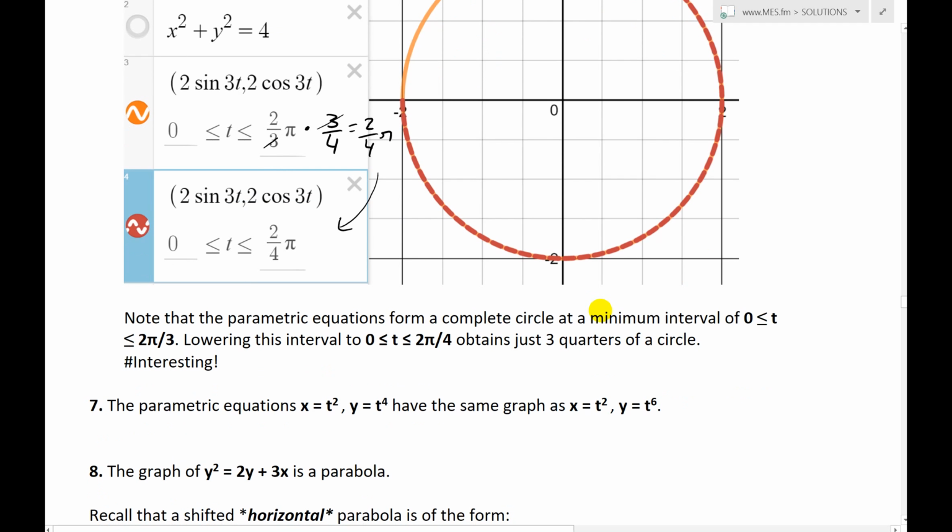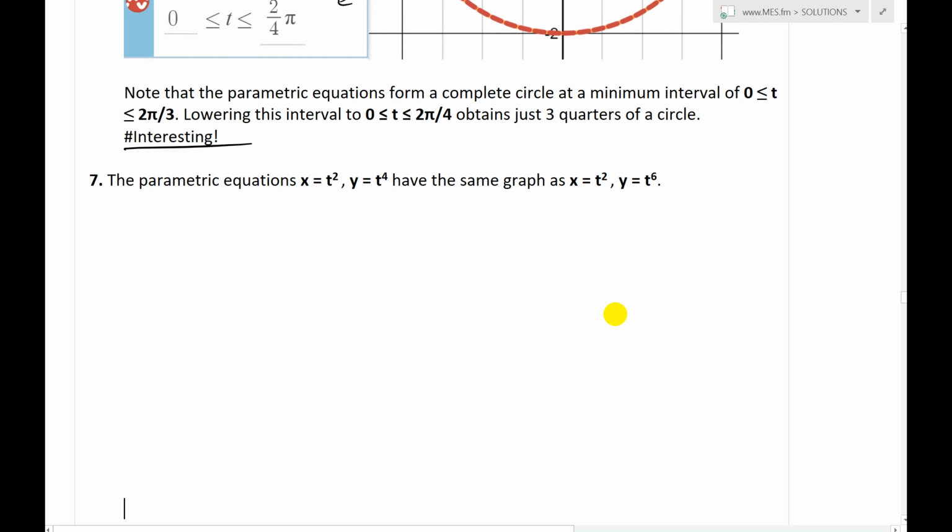Yeah, fascinating stuff. So note that the parametric equations form a complete circle at a minimum interval of t between 0 and 2 pi over 3. Lowering this interval to 0 and 2 pi over 4 obtains just 3/4 of a circle. Hashtag interesting stuff. And now let's go over statement 7.